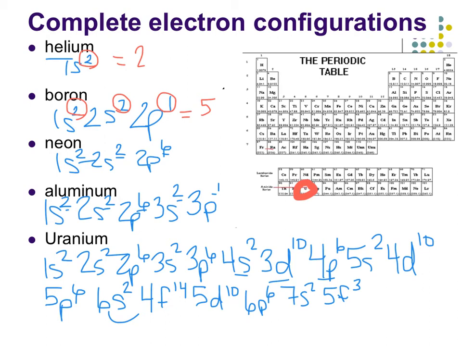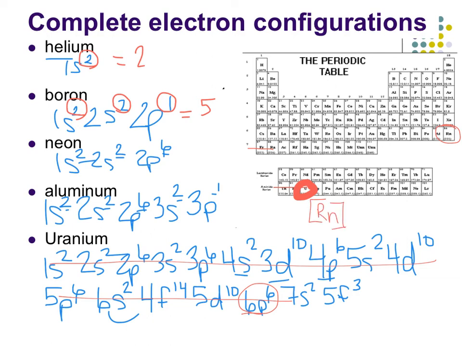So what comes before uranium noble gas-wise? That would be the radon. So I can abbreviate everything up to that position, which would be my 6p6 position, by simply writing radon. So the noble gas configuration for uranium, I could write radon. Sorry, I keep saying radium. Radon.